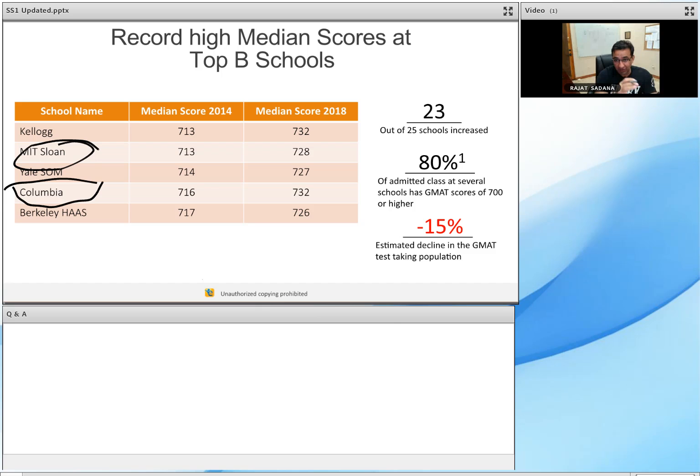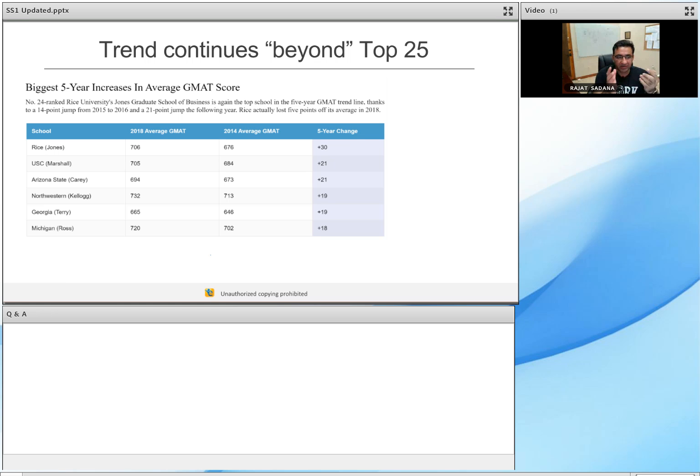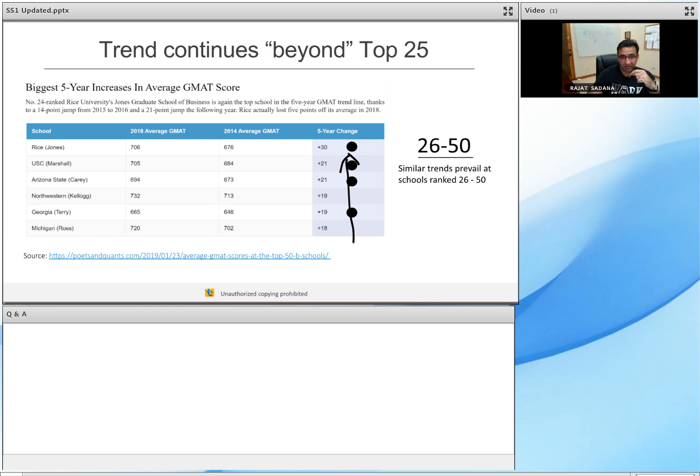And again, this is despite the fact that between 2014 and 2018 there was a 15% decline in the overall GMAT test-taking population. Despite that, the median scores have gone up, which shows the importance of the GMAT for these schools. There's a quote from Mark Eithor, managing editor at Poets and Quants. He says the bottom line remains that only the best of the best have a shot at getting into any of these schools. And this trend isn't limited to the top 25. If you look at schools in the 26 to 30 range, you'll find a very similar trend. It's not 730, but the median GMAT scores have been going up there as well.